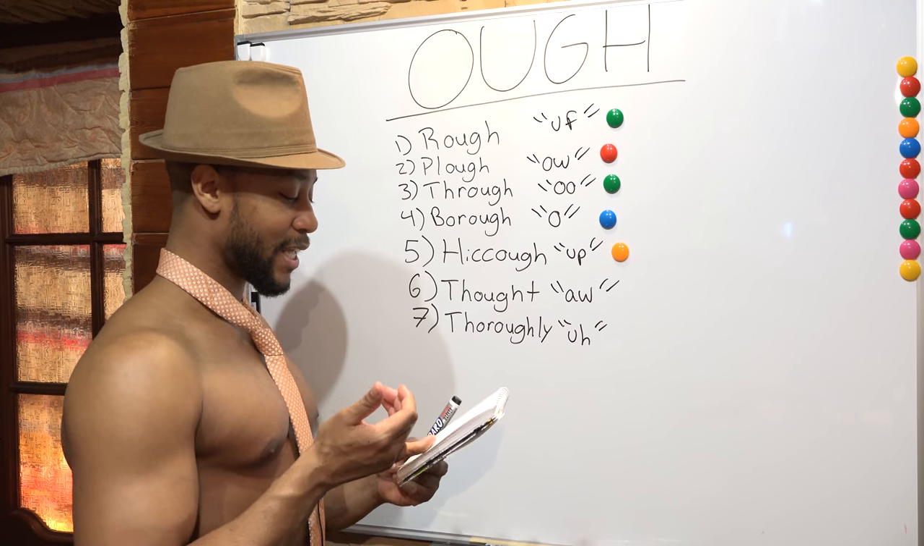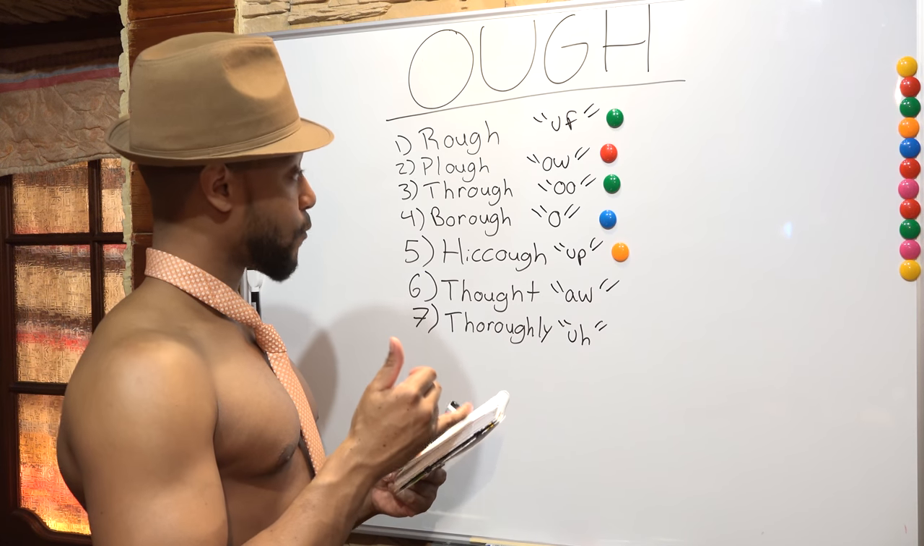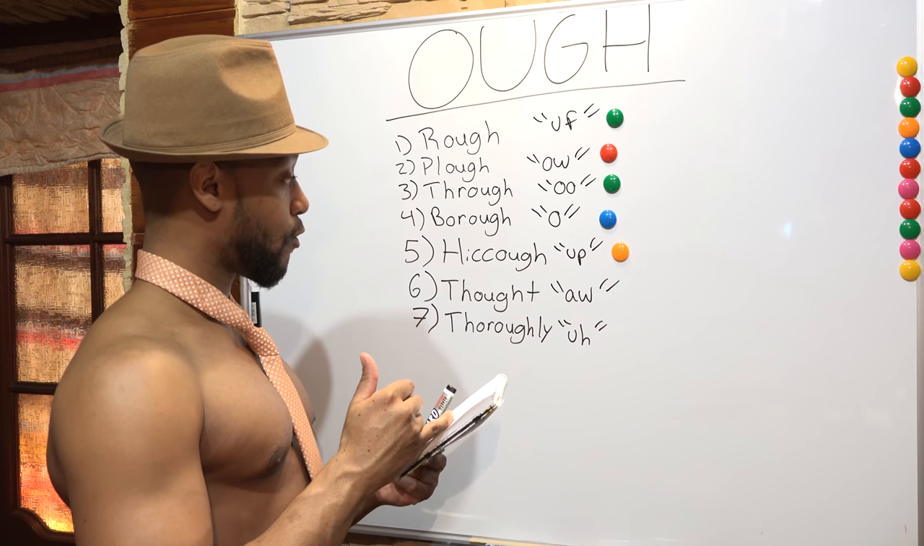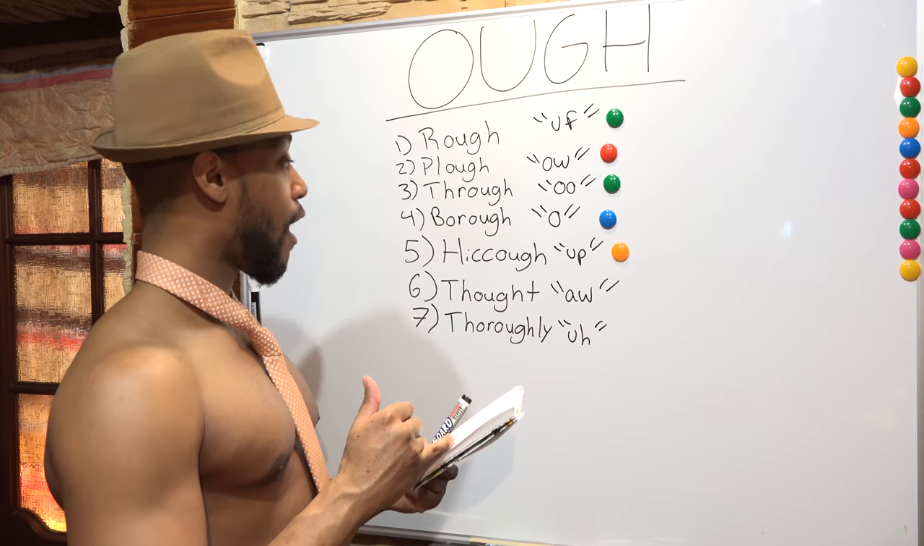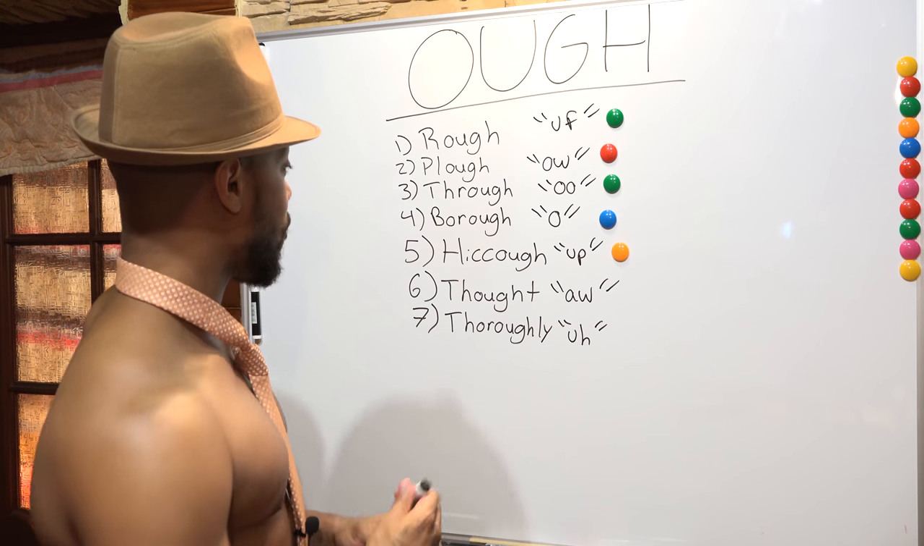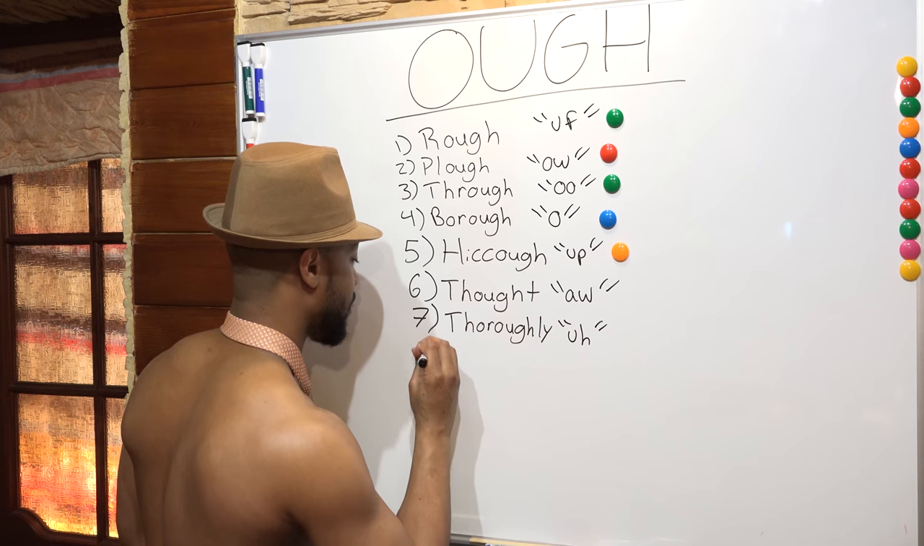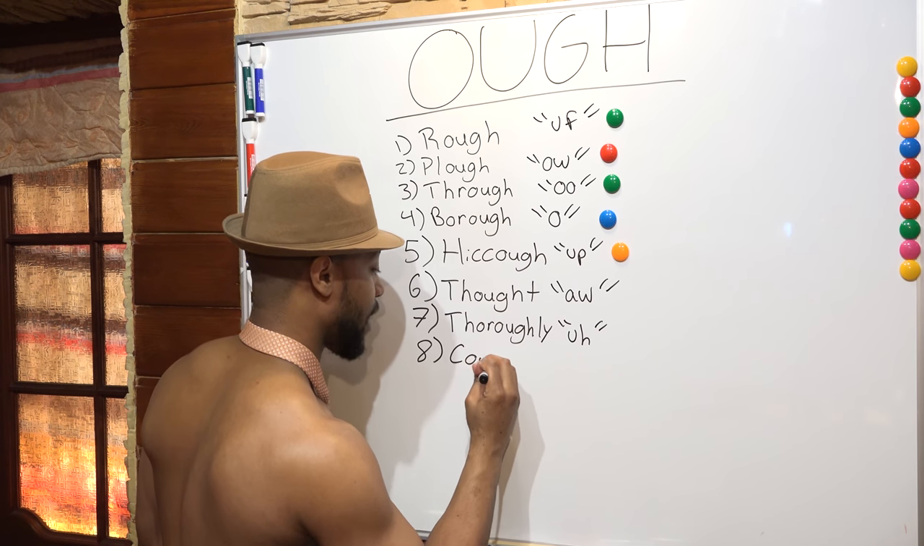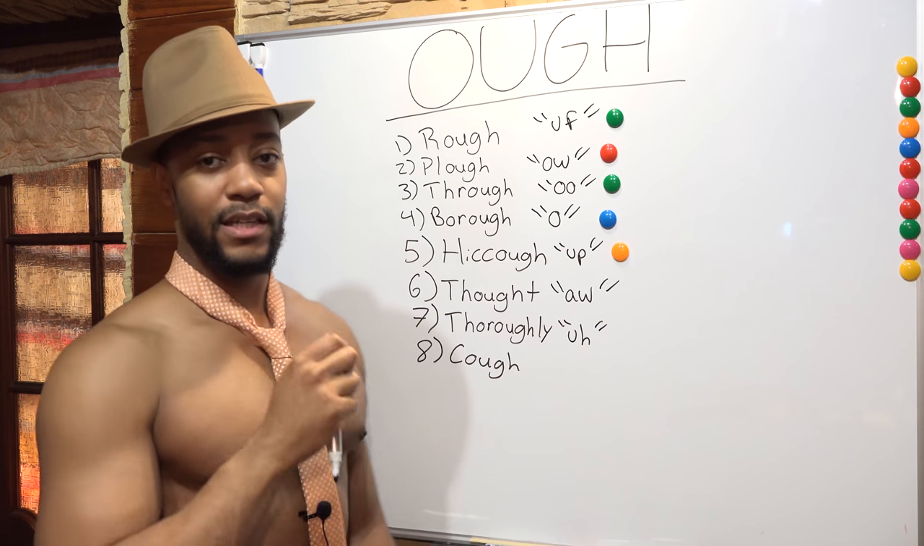Now, there's actually another. I don't know how I missed it. Let's see what I missed. We got uff, we got ow, we got ooh, we got oh, we got up. I see what I missed. And there's one more that's very common. This one is common. And what is this? This is this.